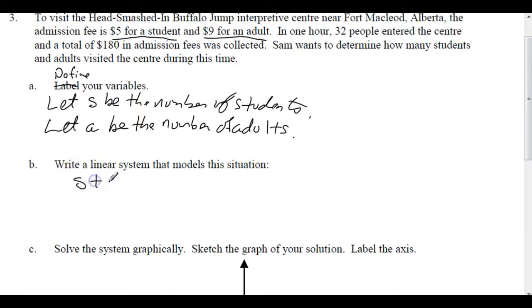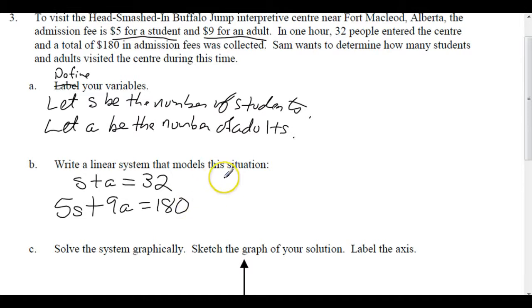So we know the number of students plus the number of adults is 32. We know that 5S will be the total amount of money we got for students, right? $5 for each student. S is the number of students. 5S is the amount of money collected for the students. 9A, A is the number of adults, times 9 gives us the amount of money, and the total amount of money collected is $180.